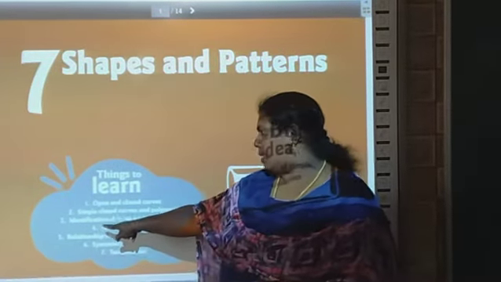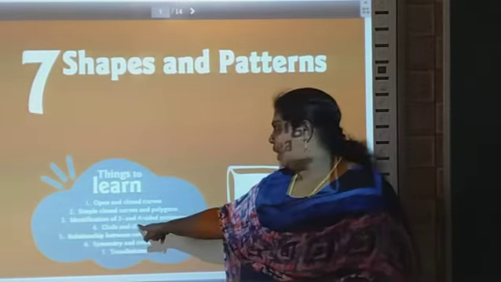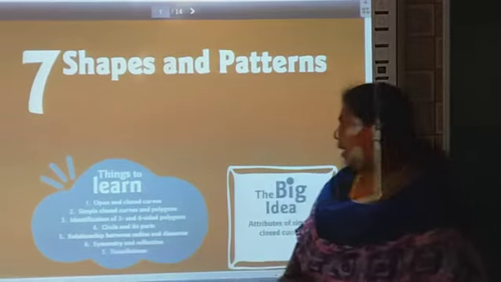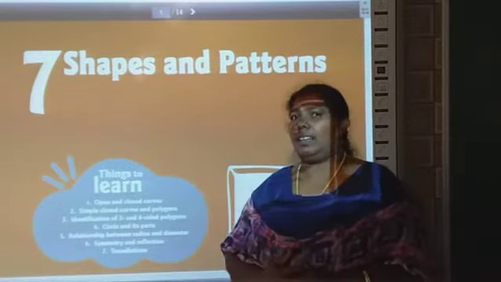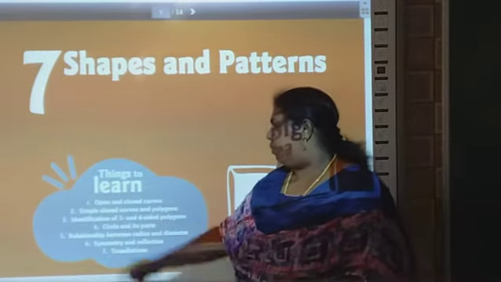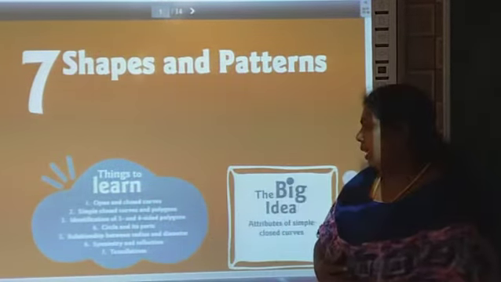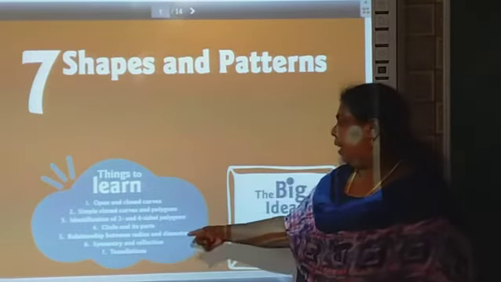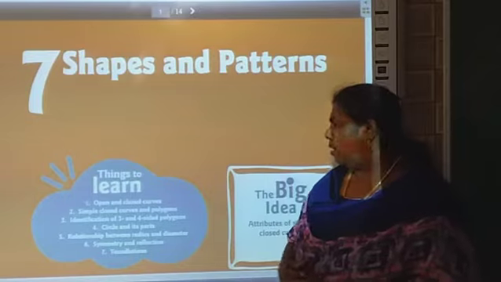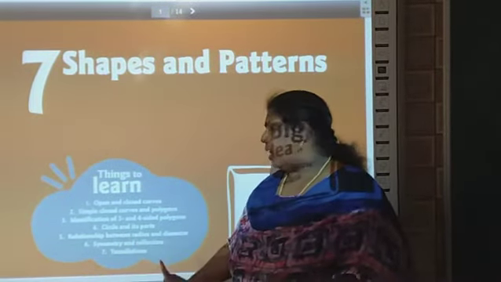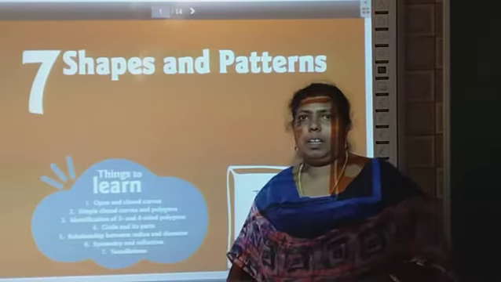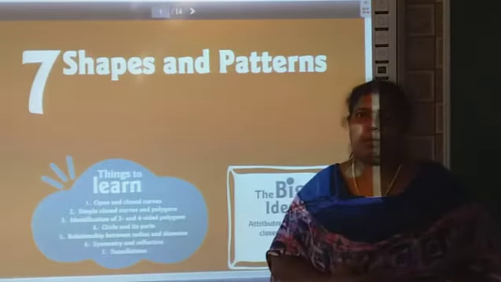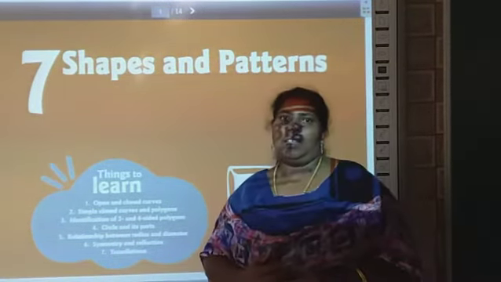Then third one is identification of 3 and 4 sided polygons. Then fourth one is circle and its parts. Then fifth one, relationship between radius and diameter. Then sixth one, symmetry and reflection. Then seventh one, tessellation.